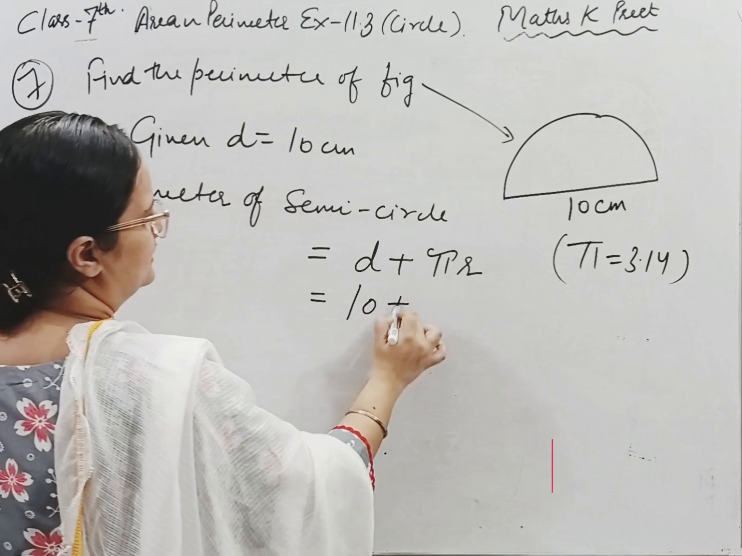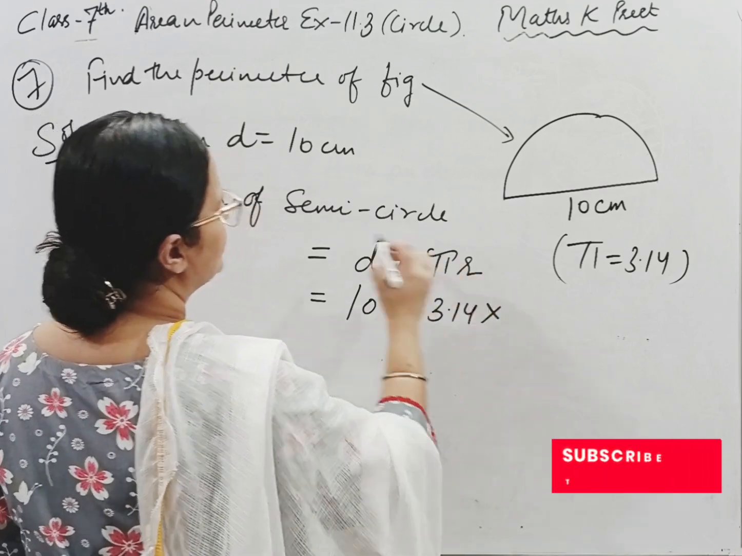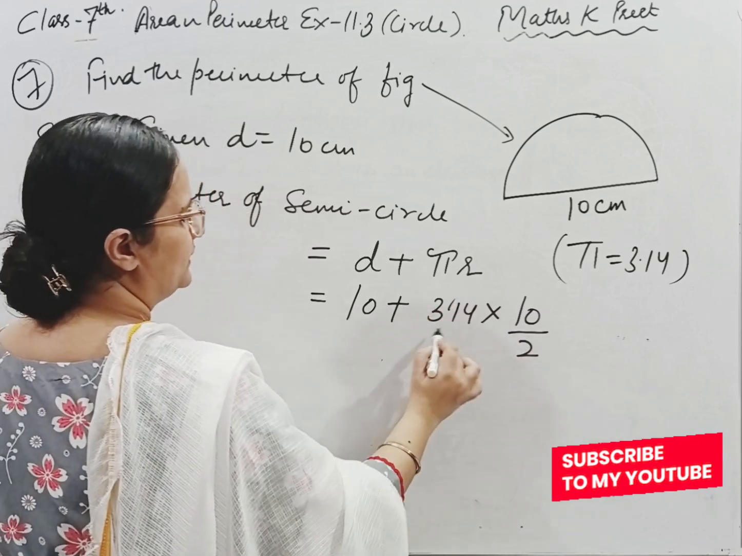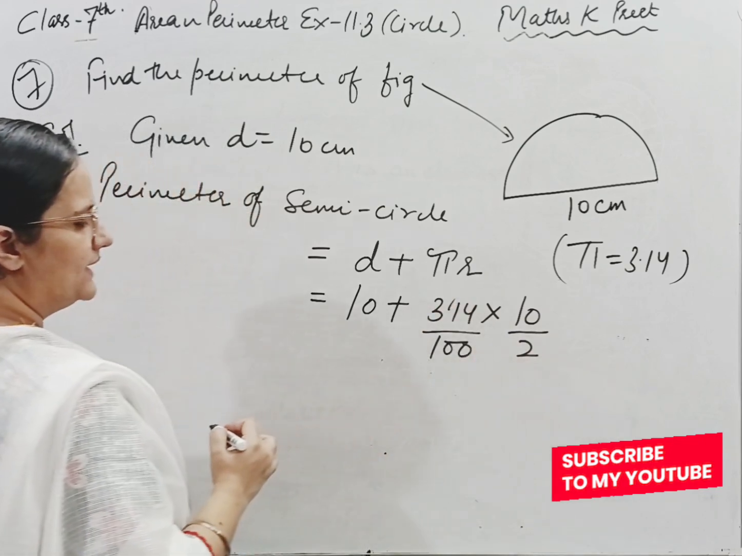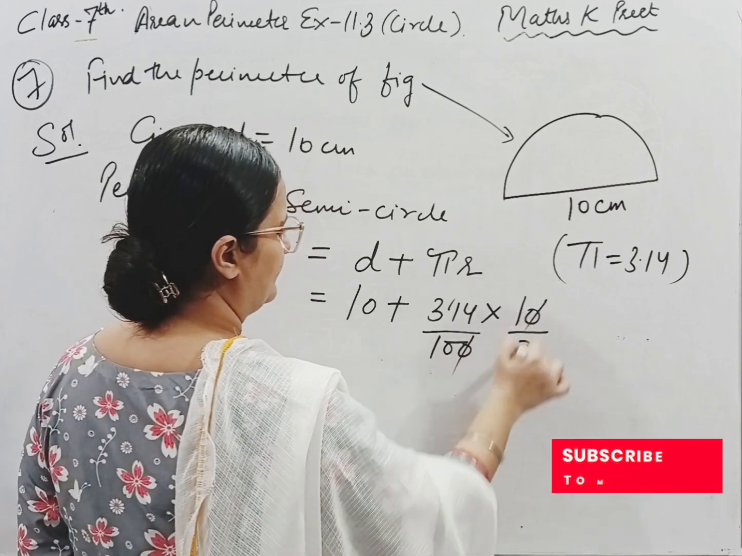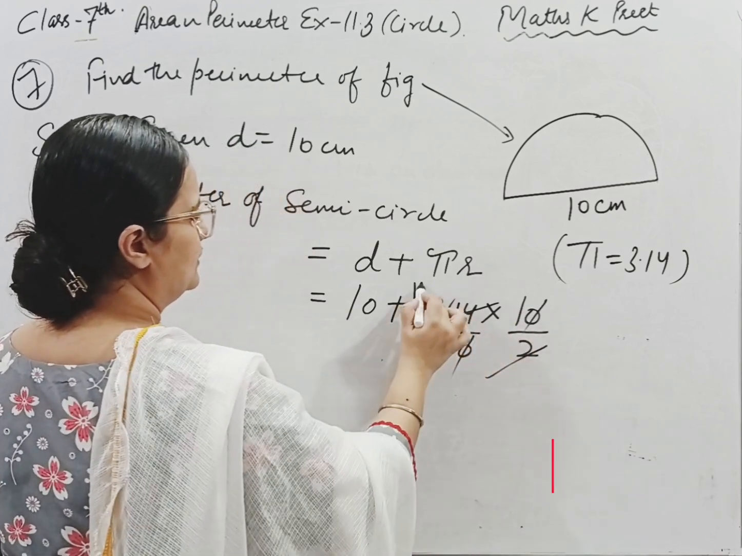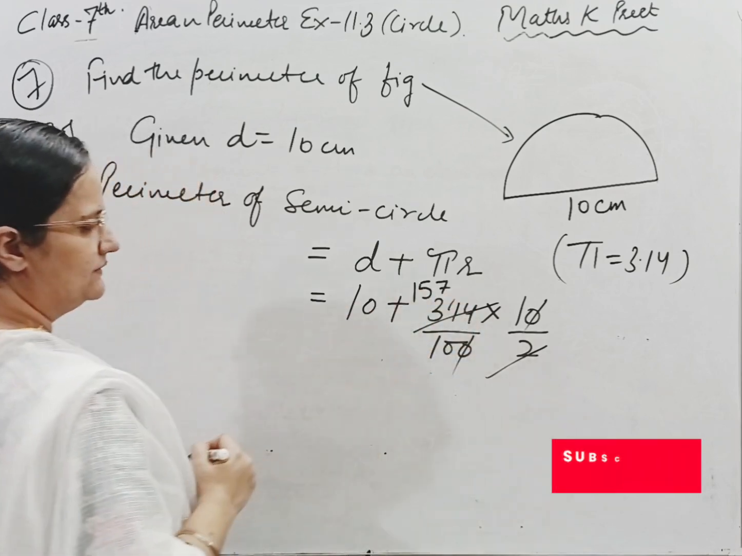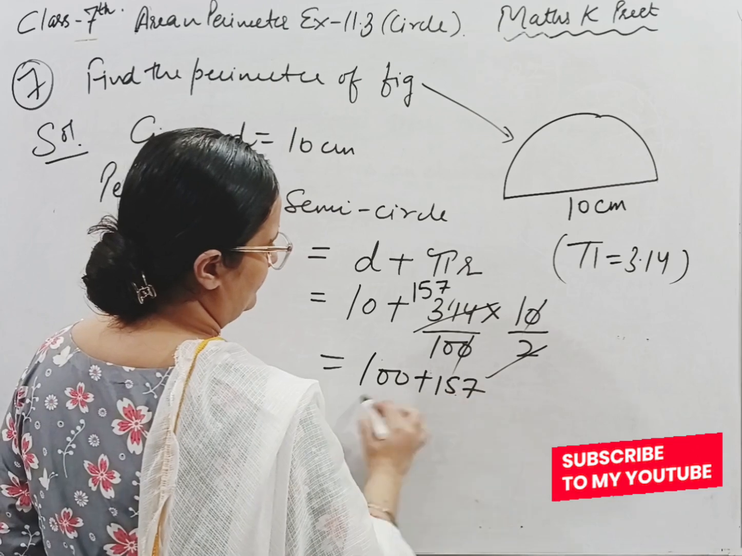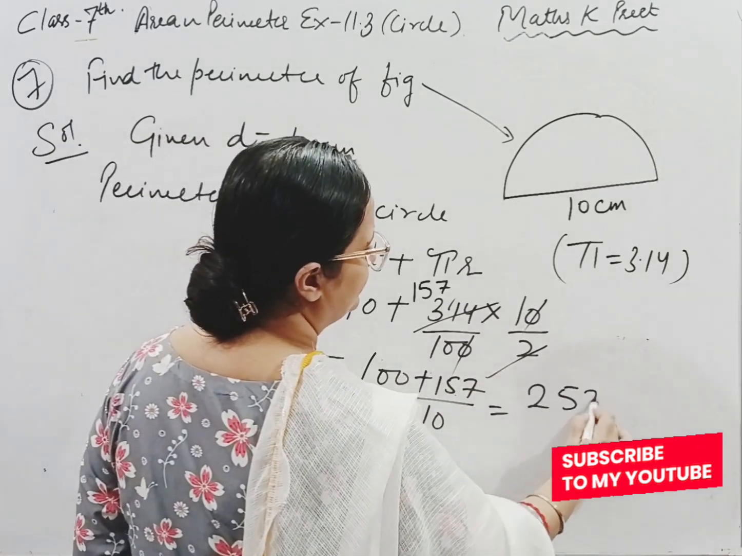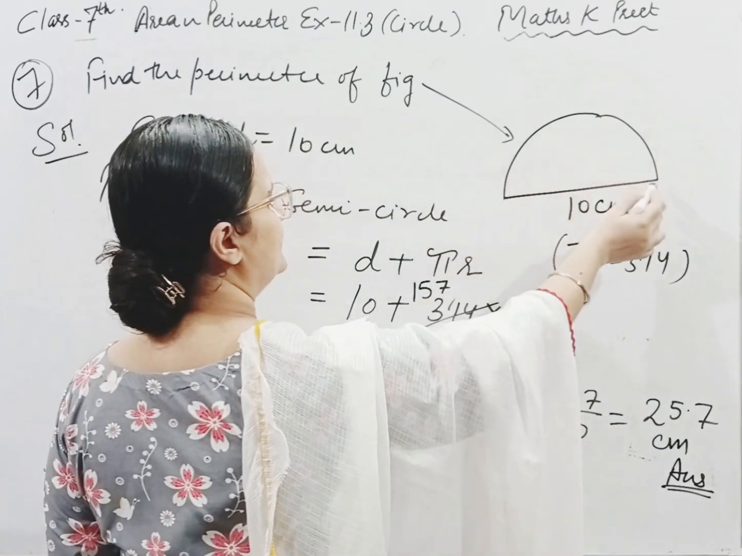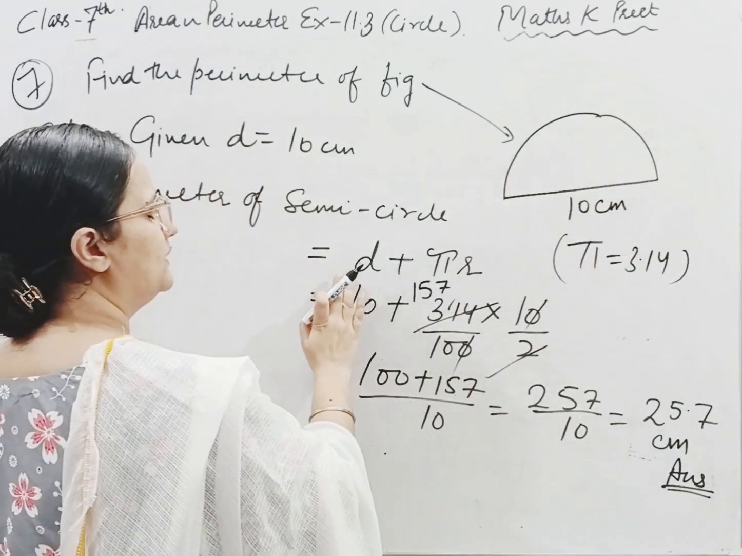So d is 10. Pi is 3.14. What is the value of r here? 10 by 2. 10 by 2 is the value here. So we can cancel out these decimals and take zeros in the denominator. So we are left with 157, and after calculating we are having 257 divided by 10. Put the decimal. This is the perimeter or the circumference of this semicircle. We just need to learn this formula.